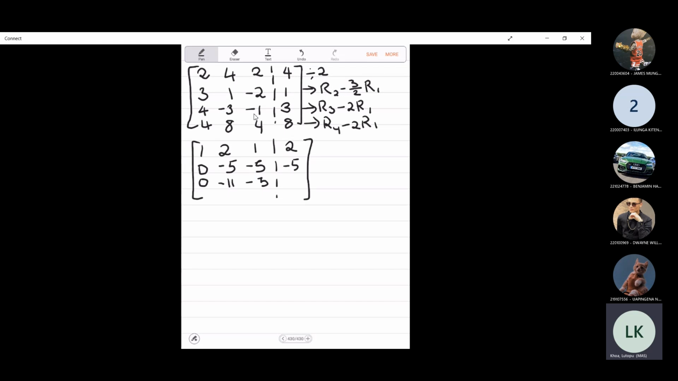And then 3 minus 8 is minus 5. Okay, then the last row here, we said row 4 minus 2 times that, so it's 4 minus 4, that gives us 0. 8 minus 8, this will give us 0. 4 minus 4 gives us 0, and then 8 minus 8 will give us 0.